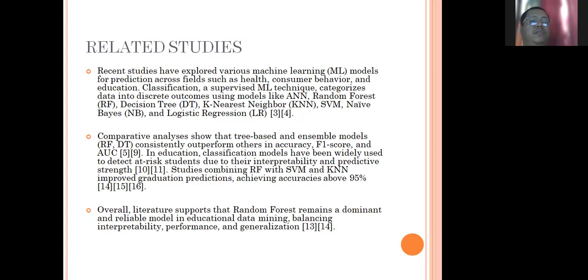Comparative analysis showed that tree-based and ensemble models, RF and DT, consistently outperform others in accuracy, F1 score, and AUC. In education, classification models have been widely used to detect at-risk students due to their interpretability and predictive strength. Studies combining RF with SVM and KNN improve graduation predictions, achieving accuracies above 95%. Overall, literature supports that random forest remains a dominant and reliable model in educational data mining, balancing interpretability, performance, and generalization.